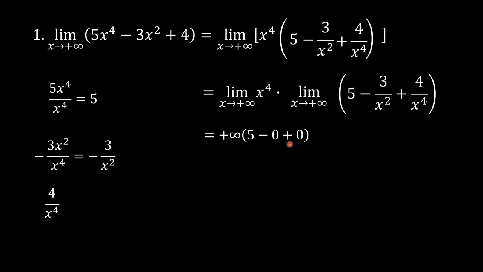5 minus 0 plus 0 is equal to 5. So we have now positive infinity times 5, and positive infinity times 5 is positive infinity. So the final answer is positive infinity.